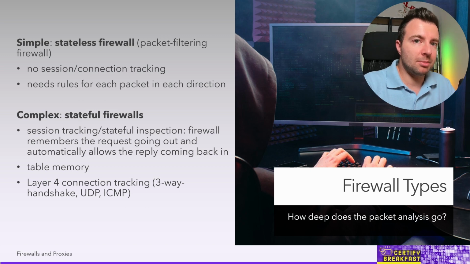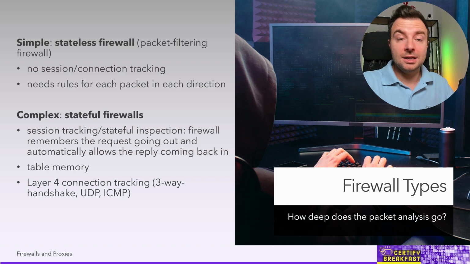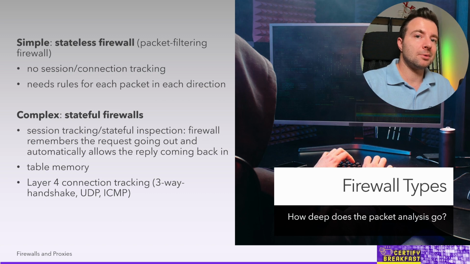Now, the three-way handshake applies to TCP, and that's pretty easy to track. But what about UDP? Well, with UDP, as you know, UDP is connectionless. So we don't have a request-reply sort of relationship. We don't have a handshake happening in there. So how does that firewall track a UDP connection? Well, based on some timeouts, right?